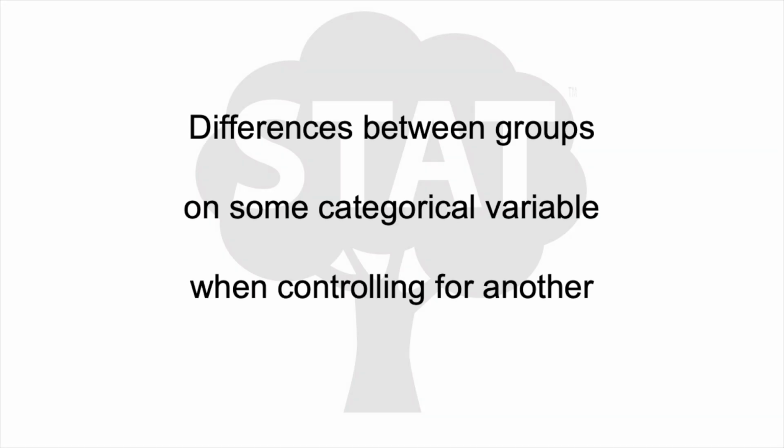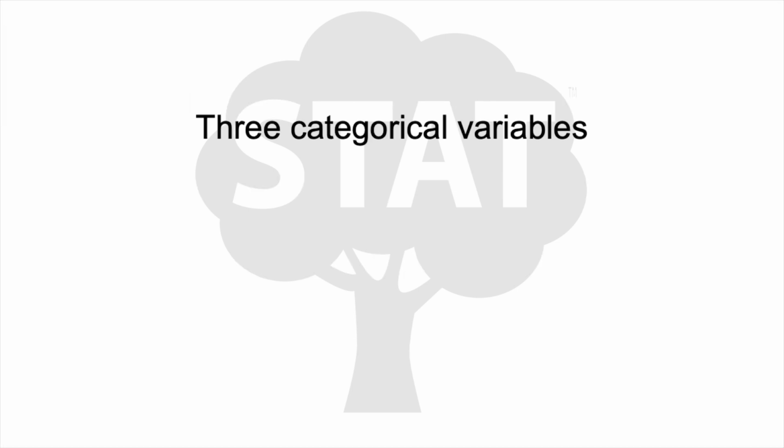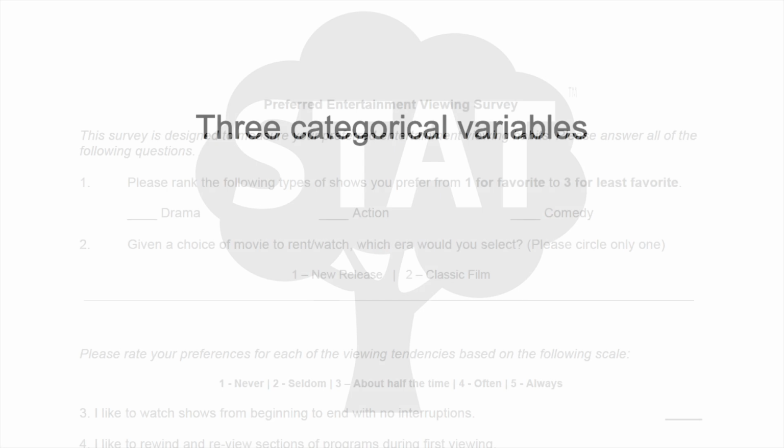To test whether there are differences between groups on some categorical variable when controlling for a third categorical variable, the contingency analysis with chi-square test would be appropriate. You will need 3 categorical variables in order to run this test.